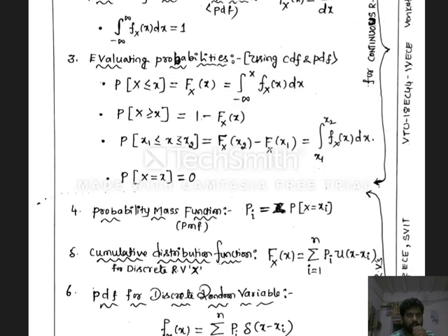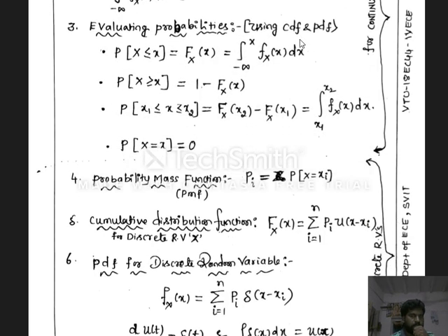And the probability density function is defined as f x of x, the derivative of the CDF value, and the total area under the probability density function is always equal to 1. We can use these CDF and PDF functions to evaluate the probabilities of the random variable. So we have listed some general formulas for finding the probabilities. Either you can use the density function or the cumulative distribution function.